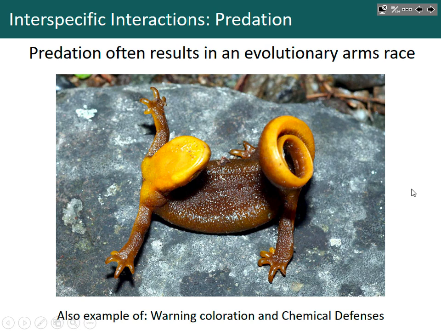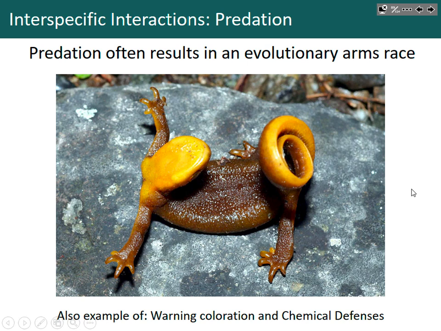Did I show you guys the video of the newt being eaten by the garter snake? I did, right? We did that in natural selection. Okay. So that's an example of what we call an evolutionary arms race. Predation frequently results in an evolutionary arms race where there's this step by step over evolutionary time kind of amping up of defense mechanisms and the ability to defeat those defense mechanisms.